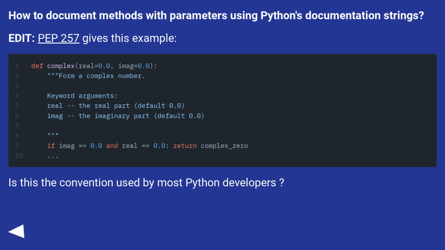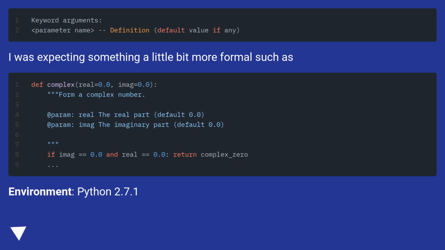Is this the convention used by most Python developers? I was expecting something a little bit more formal, such as environment, Python 2.7.1.